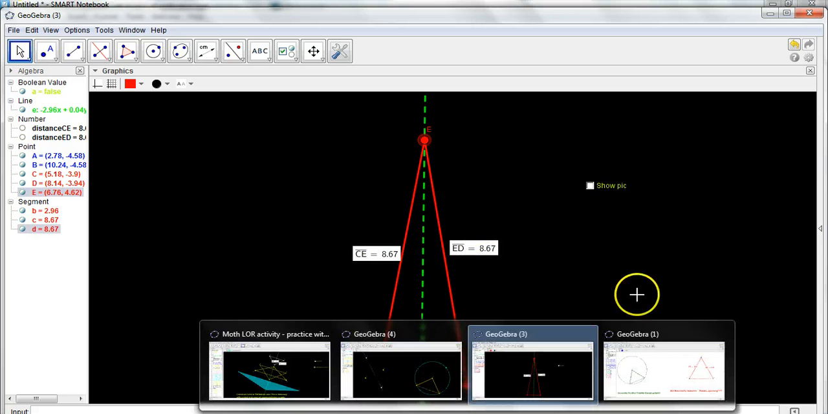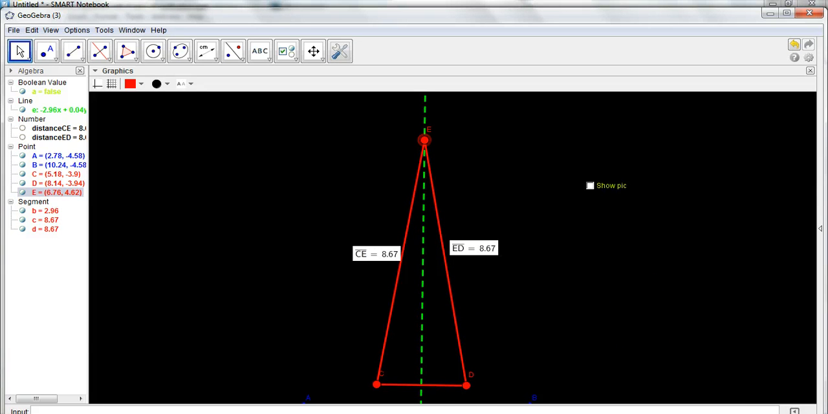So that is what our perpendicular bisector theorem is talking about. If you have a segment and you have a perpendicular bisector, any point on that perpendicular bisector will be equidistant to the endpoints, which forces an isosceles triangle. Okay?